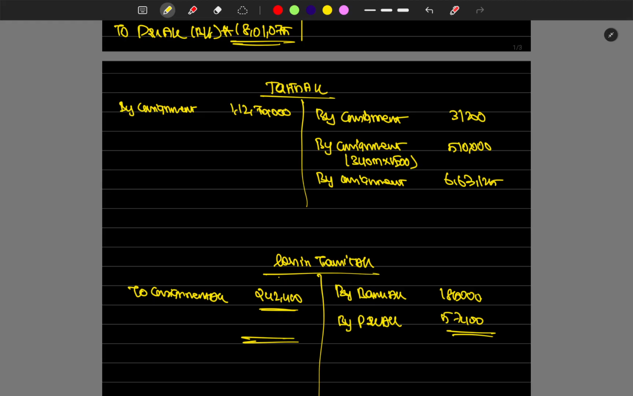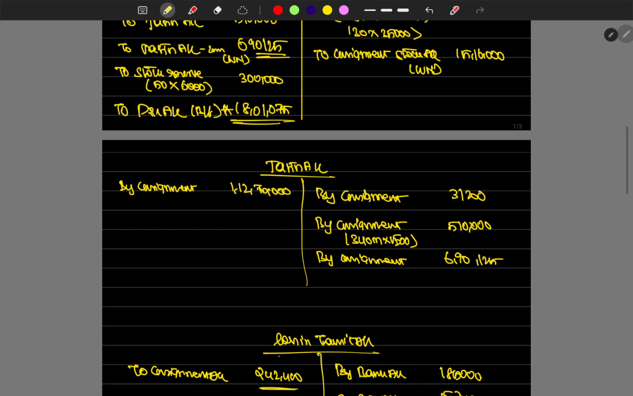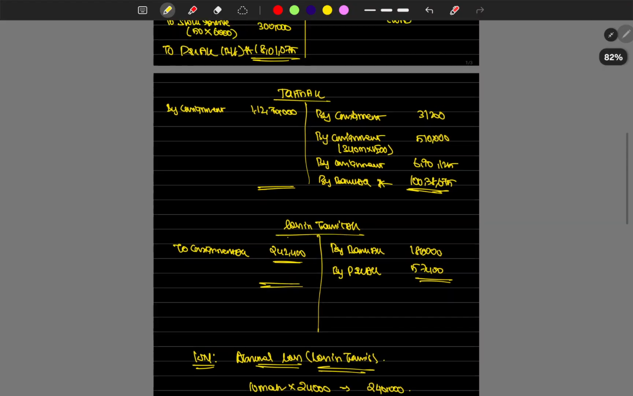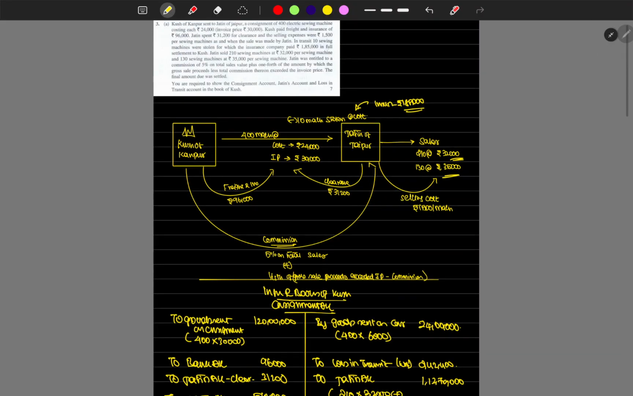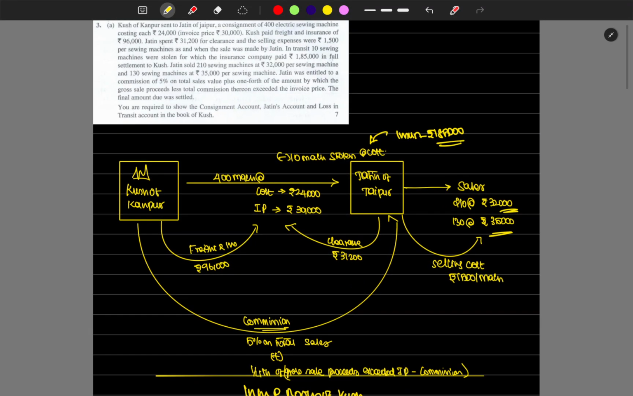Then let's quickly close the Jatin account also. 1 crore 12 lakh 70,000 minus 31,200 minus 5 lakh 10,000 minus 6 lakh 90,125, which is by bank amount receivable for the sale happened. Okay, 1 crore 38,675. Done. Okay, done with the problem. That's it. We have finished the problem. One of the finest problems which has been asked in the exam. So we can use it for our regular practice purpose also.